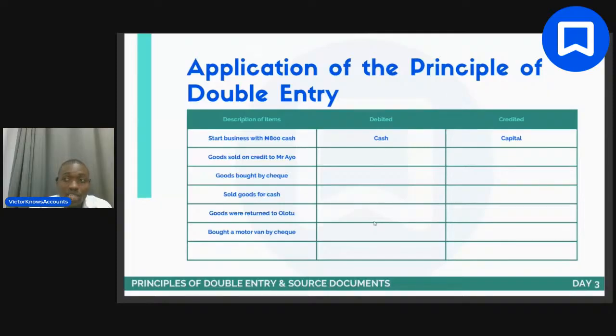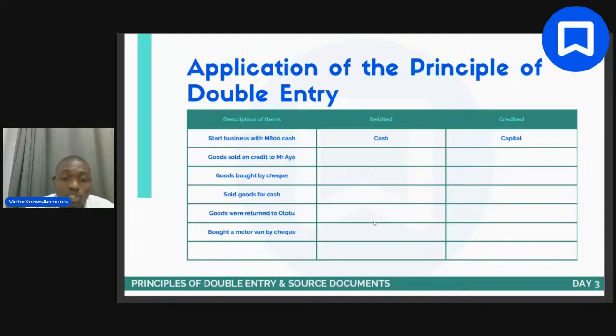You are returning goods. So Olotu is the receiver of the goods and is the supplier. So you debit Olotu's account, then you credit the returns outward account.